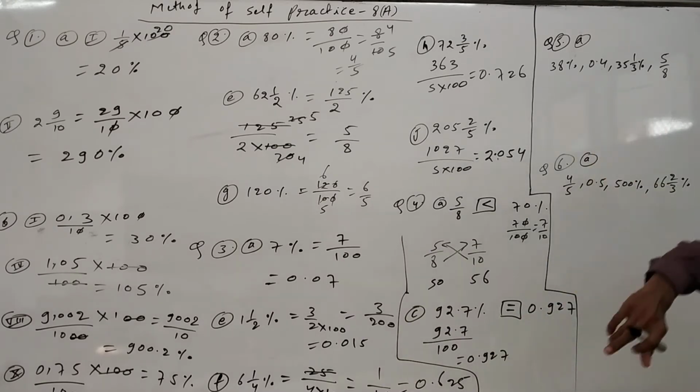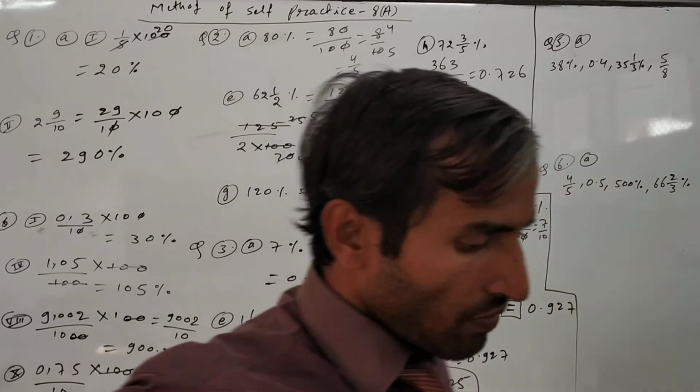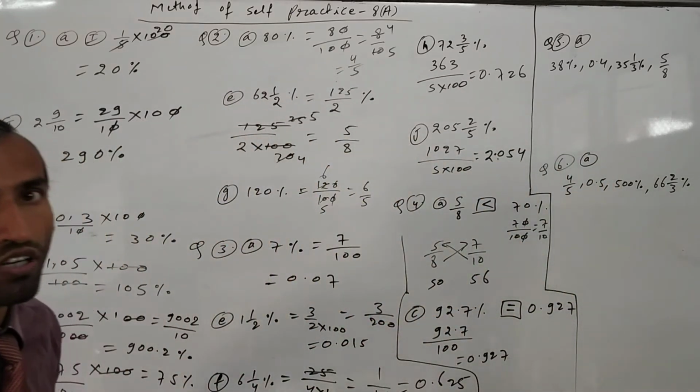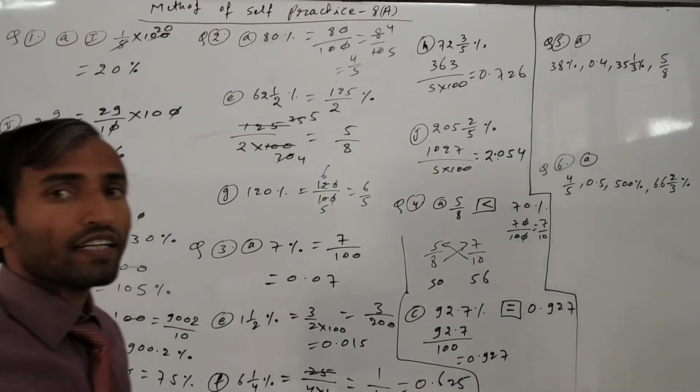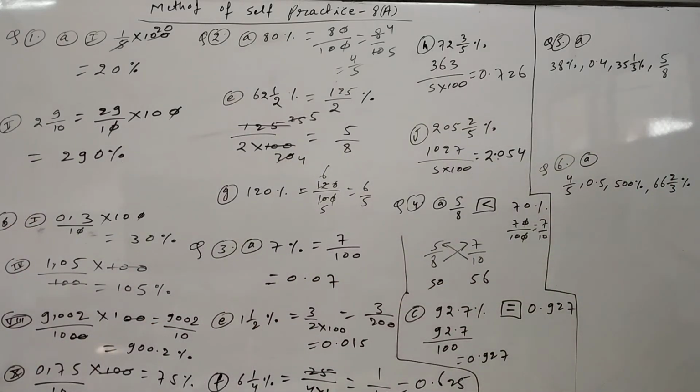Now, the rest of the questions I have left, so just try them yourself. In question number 5 we have to arrange in ascending order, or you can say in increasing order. Some percentages are given, some fractions are given, and a decimal is also given.